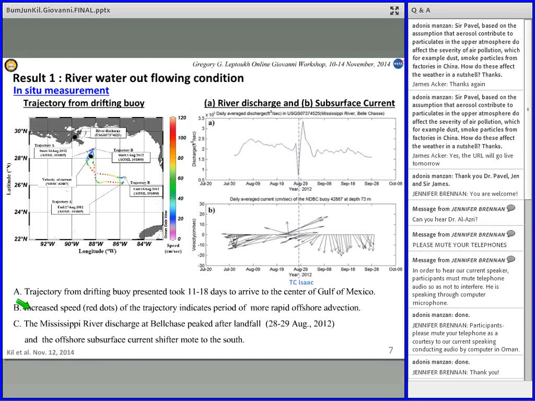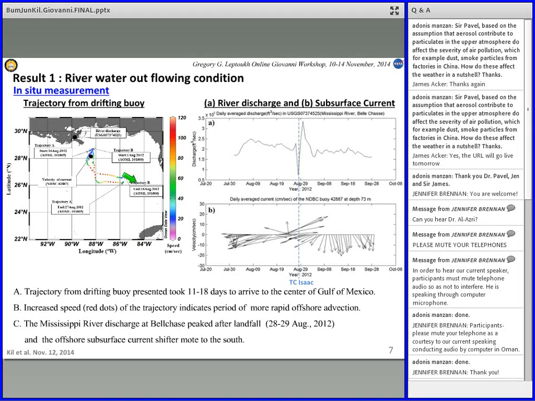Now, this is the result from the in situ measurement. The drifting buoy, river discharge, and current data show the Mississippi River plume's outflowing condition to the open Gulf of Mexico. The actual drifting buoy trajectories A and B took around 11 to 18 days to arrive at the center of the Gulf of Mexico. But despite the different dates of deployment, the trajectories are very similar and showed advection from the shelf out to the offshore region.